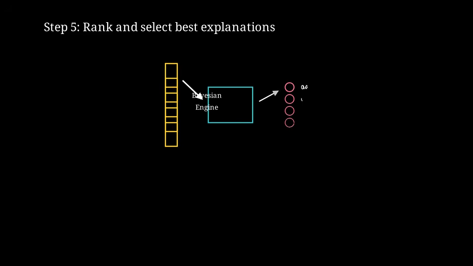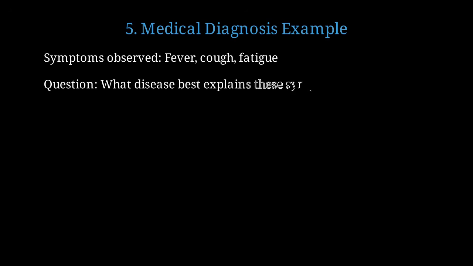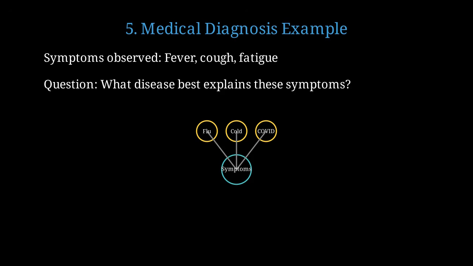This diagram shows the computational pipeline. Input hypotheses flow through a Bayesian reasoning engine that outputs ranked probabilities. Let's see computational abduction applied to medical diagnosis. A patient presents with fever, cough, and fatigue. The question is, what disease or condition best explains this combination of symptoms? The system generates candidate diagnoses like flu, common cold, or COVID, each with different explanatory power.